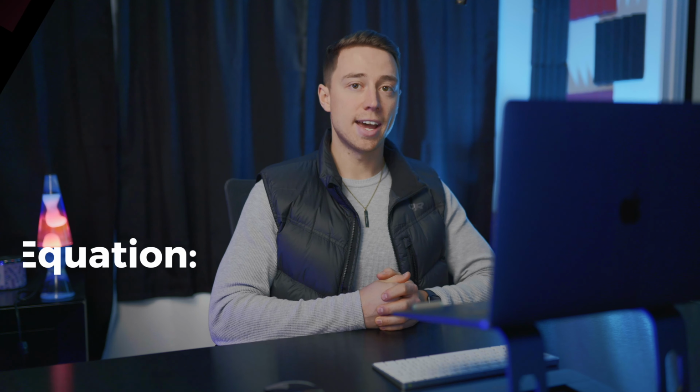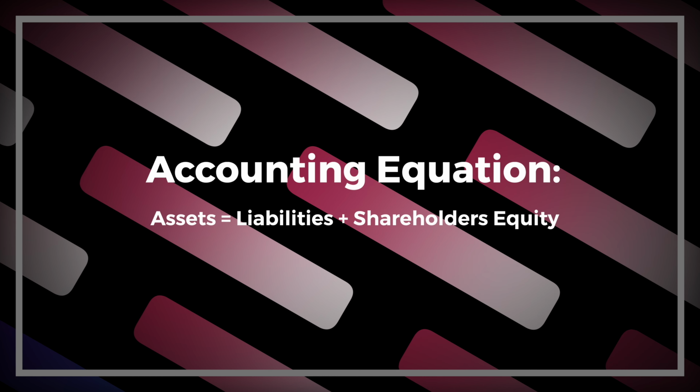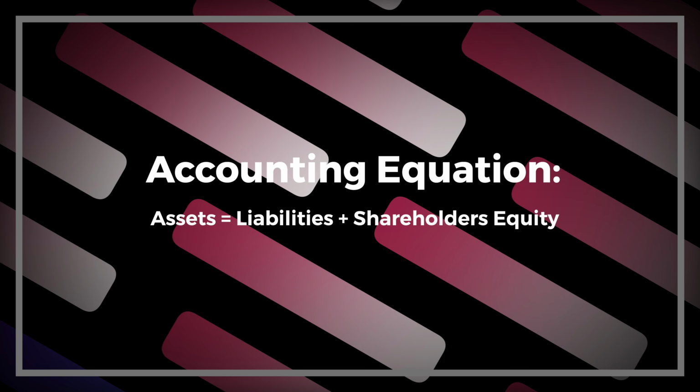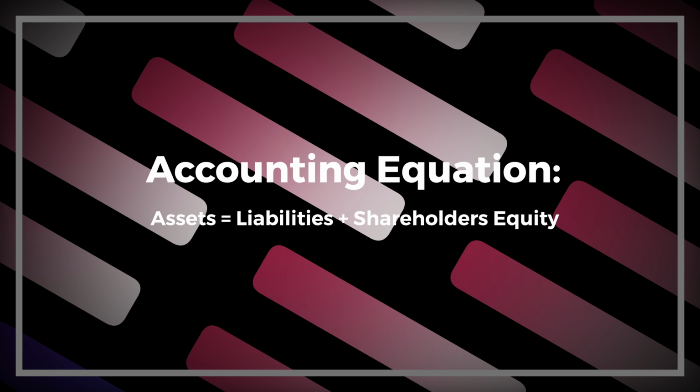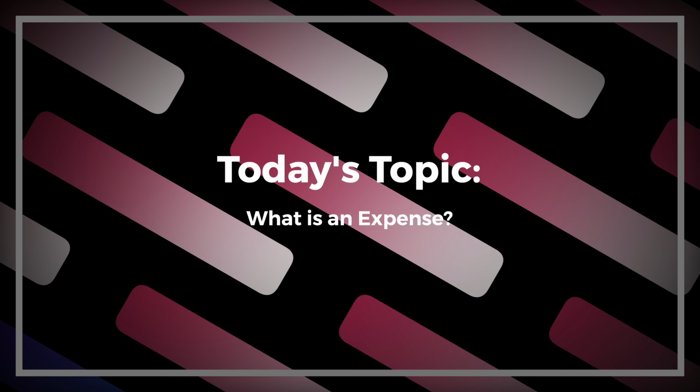So let's start with the general accounting equation. This is assets equals liabilities plus shareholders' equity. This equation is something that you're going to hear me say a lot throughout the course of this series. And it's something that we use as a tool to make sure that we are doing the proper job with respect to accounting. So today's topic is what is an expense, and then how to record that in QuickBooks.